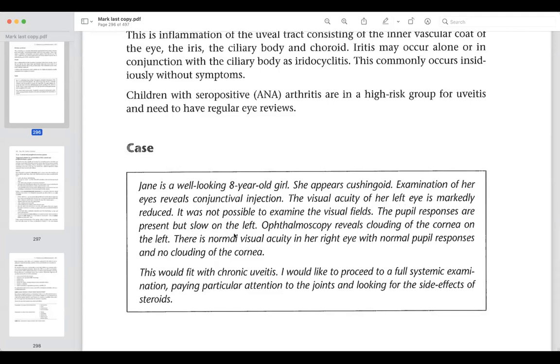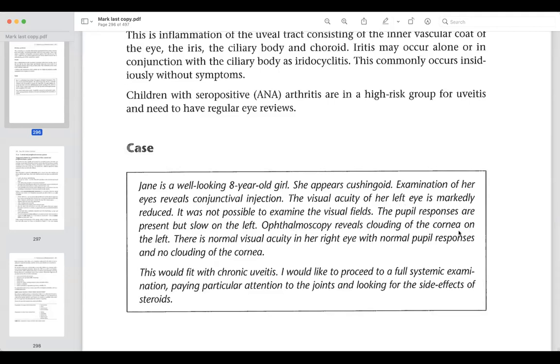That means here it is not due to palsy of the nerve. It is due to the inflammation of the iris. There is slow movement, which can be due to pain. Okay. Slow. The pupillary responses are present but slow on the left.